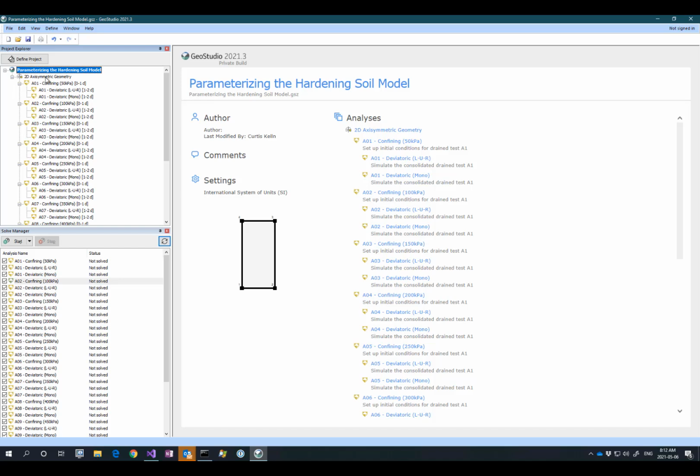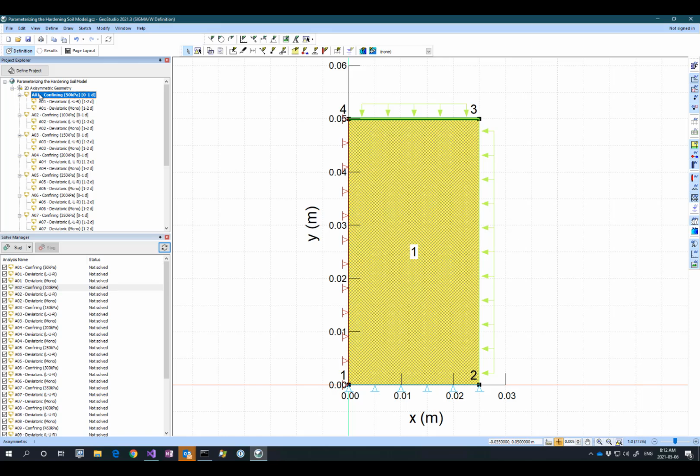The next noteworthy thing under our geometry sits our confining stress analyses for all 12 triaxial tests. And then, unlike what is shown in the PowerPoint presentation, we actually have two cases for each deviatoric loading condition: one that is monotonic, meaning strained without unload-reload, and the other with the LUR, or load-unload-reload branch. All three of the analyses in each branch are load deformation.